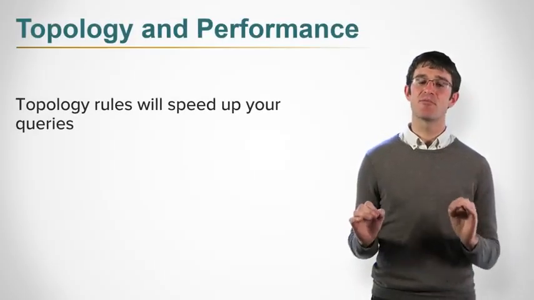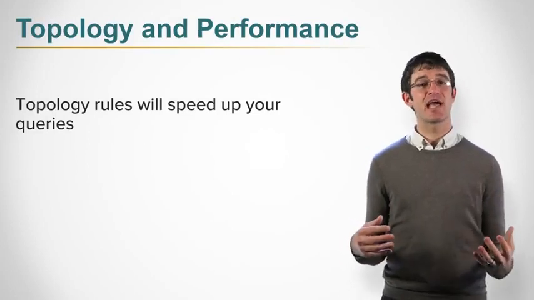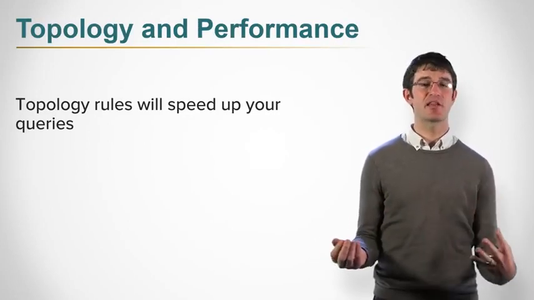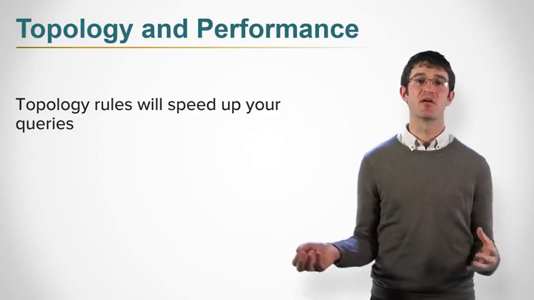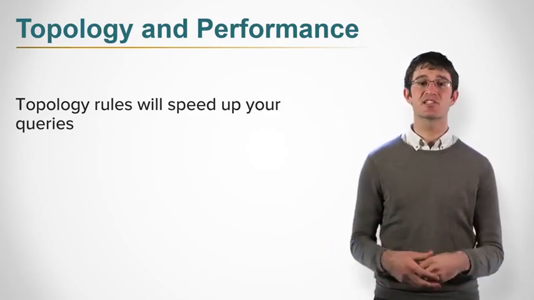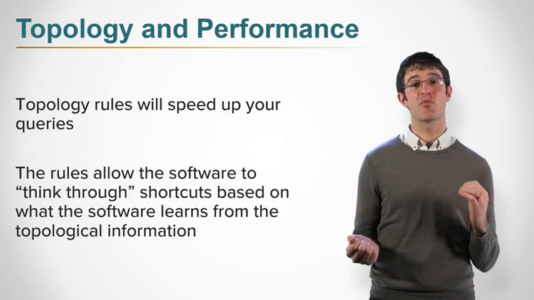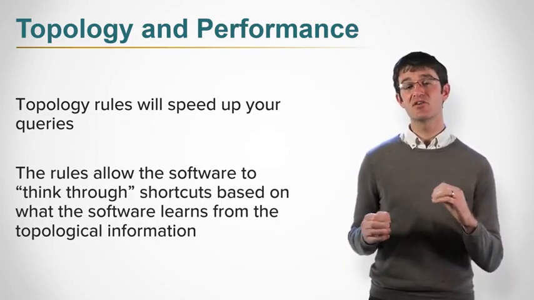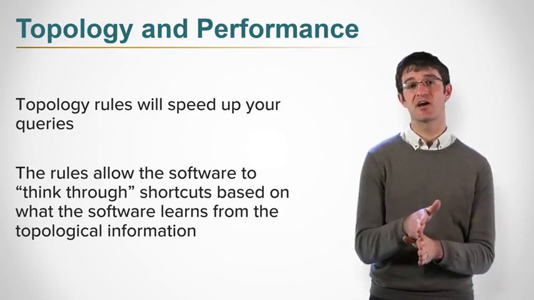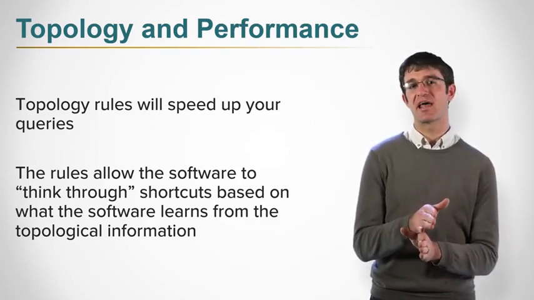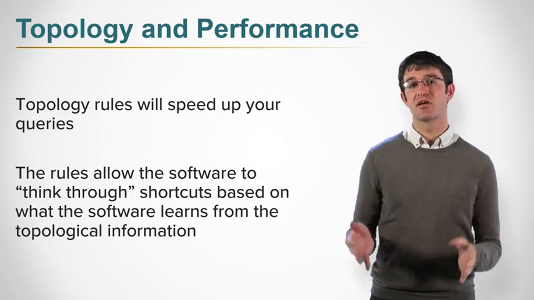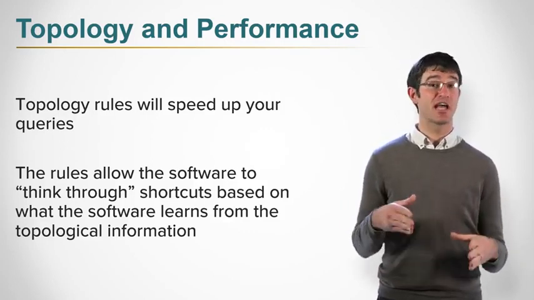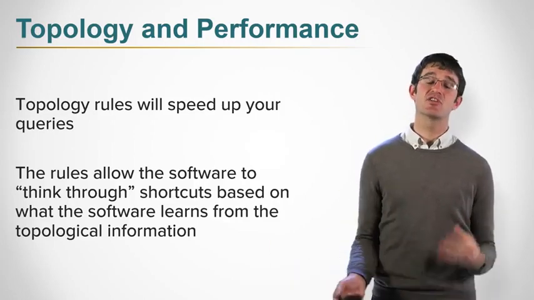Topology can also help with performance. When your data already has this relationship information built in, queries against the data in select by location or spatial joins, for example, can be significantly sped up because the software can take shortcuts based on what it learns from the topological information stored in the dataset. If it knows that two features share an edge and a polygon, we know they don't overlap on that edge, so we can skip that calculation. Similarly, the GIS could create an index of locations where edges are shared, speeding up calculations looking for that type of relationship.